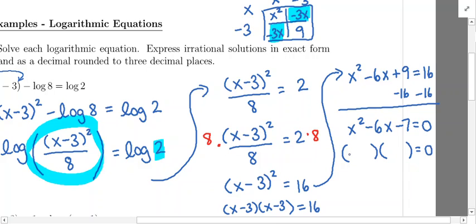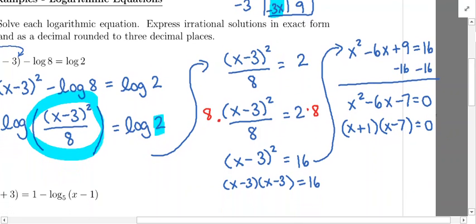The x squared will break down into x and x, and then we need two numbers that multiply to be negative 7 and add up to negative 6, so let's try negative 7 and positive 1. I think this should do it. If you check yourself, this should be x squared minus 7x plus 1x. Those will combine to give you the negative 6x, and then minus 7. All right, so that's the correct factorization.